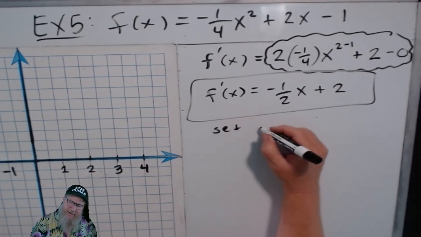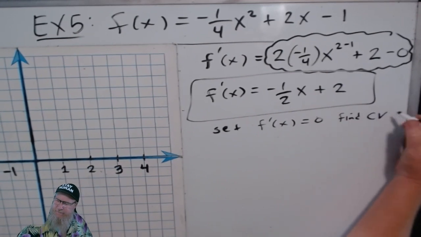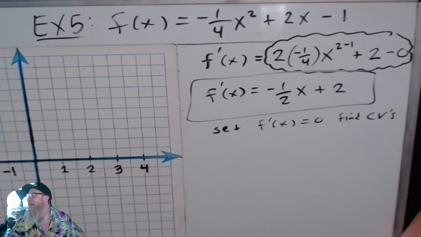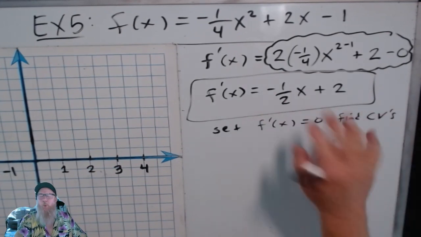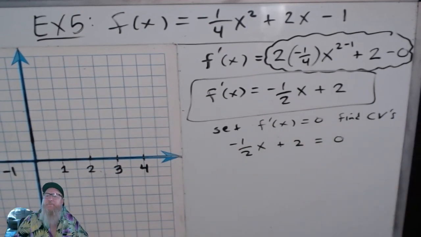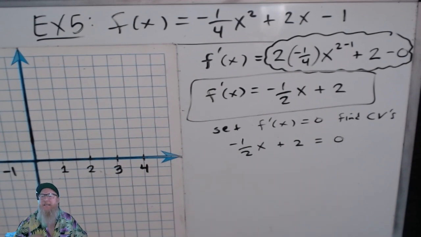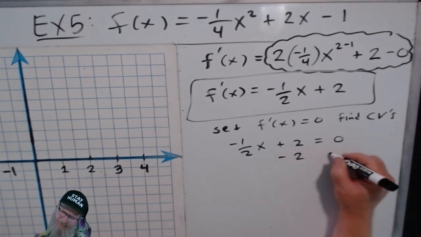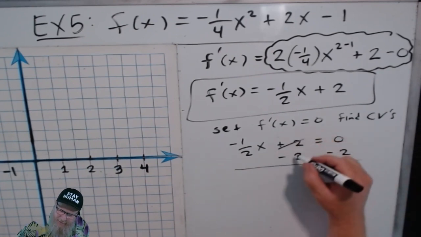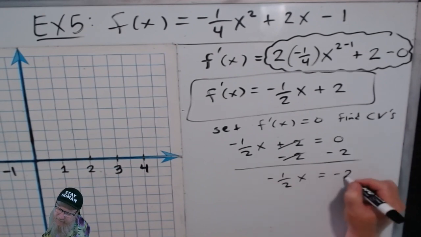So now we set the derivative equal to 0 to find the critical values. This is only going to have one critical value because it only has one solution. So solve this for x. If you're good at guessing, you know the answer. It's 4. Can you see it right here? It's going to be 4. If you can't see it, well, find it. Subtract 2 from both sides. So we get negative 1/2 x equals negative 2.